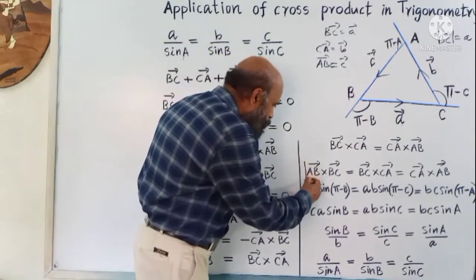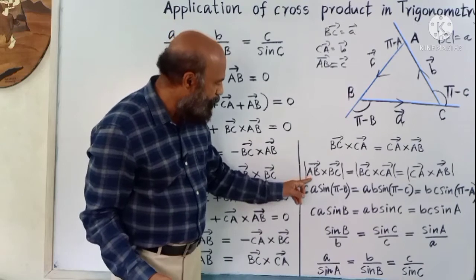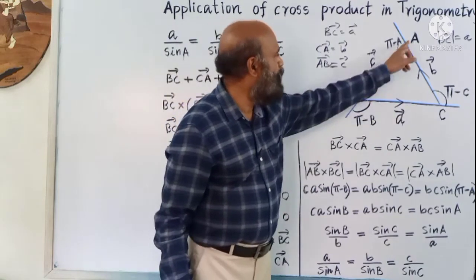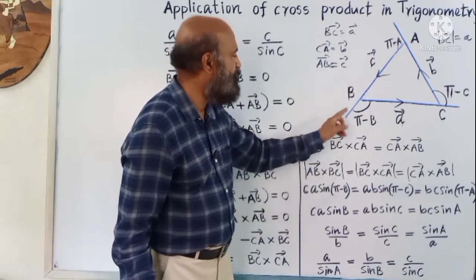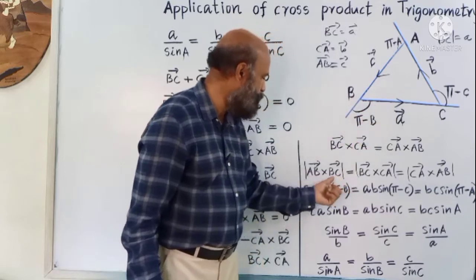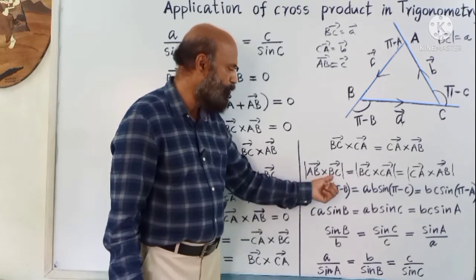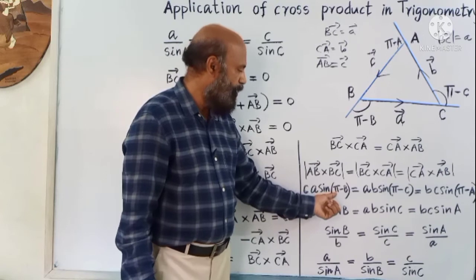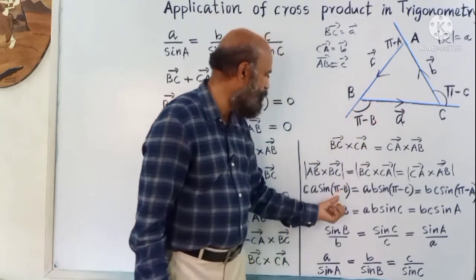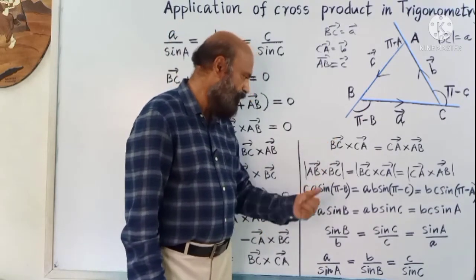Now you take the modulus. Modulus of AB vector is c, modulus of BC vector is a, and the angle between AB and BC is pi minus B. So as per the definition of the cross product, modulus of AB is c, modulus of BC is a, then sine of pi minus B. The angle between AB vector and BC vector is pi minus B. The inside angle is B, and the outside angle is pi minus B. Since you are taking the modulus, the n cap is not needed.